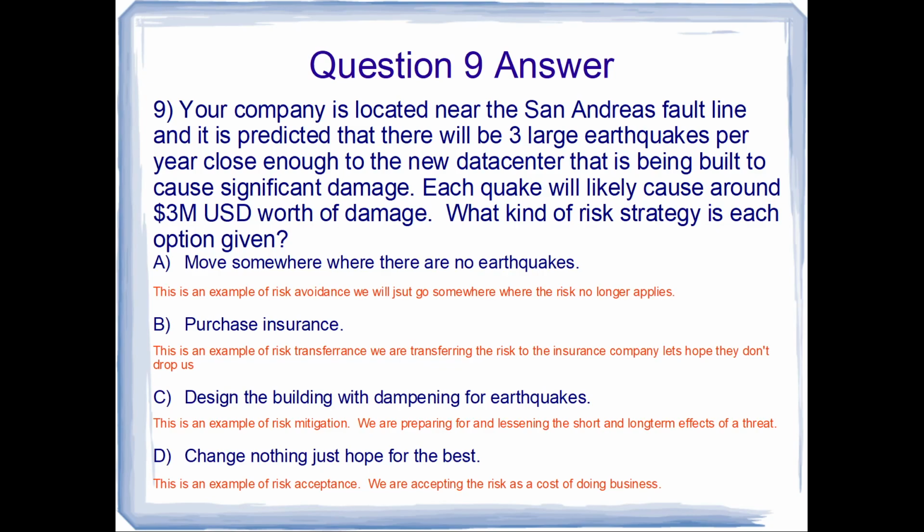And changing nothing and just hoping for the best is an example of risk acceptance. We accept that the risk is $3 million 3 times a year, but in that amount of time, we're going to make $90 million between each earthquake, so that $3 million is just accepted. We'll just pay it off. We'll buy the new equipment, replace the stuff. We're all good.